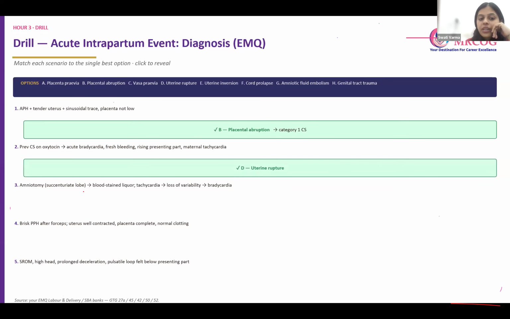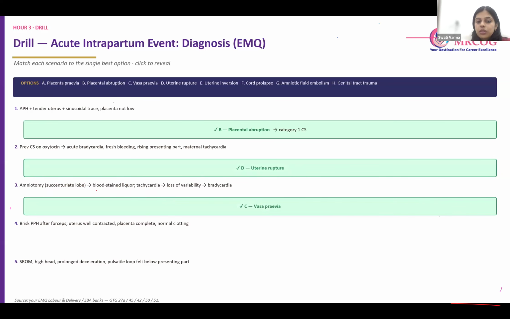Amniotomy with a succenturiate lobe, which is a risk factor for vasa previa. Let's see. Blood-stained liquor, tachycardia, loss of variability, and bradycardia. Now, in vasa previa, it's very essential to deliver immediately. In fact, elective delivery, if diagnosis has been made during antenatal period, is very much indicated. So, this looks like vasa previa. Such sudden and quick deterioration is seen in vasa previa.